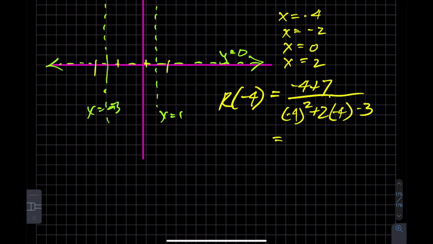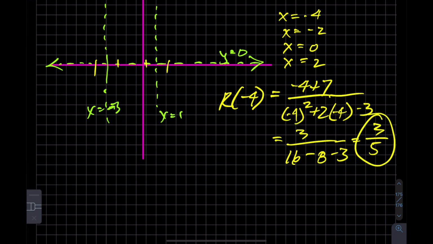I'm going to get negative 4 plus 7, which is 3. I'm going to get 16 minus 8 minus 3, which is 3 over 16 minus 11 is 5. So 3/5. Is that greater than or less than y equals 0? That's greater than. So at x equals negative 4, I'm at 3/5, so somewhere in here. So that's telling me that this part looks like this.